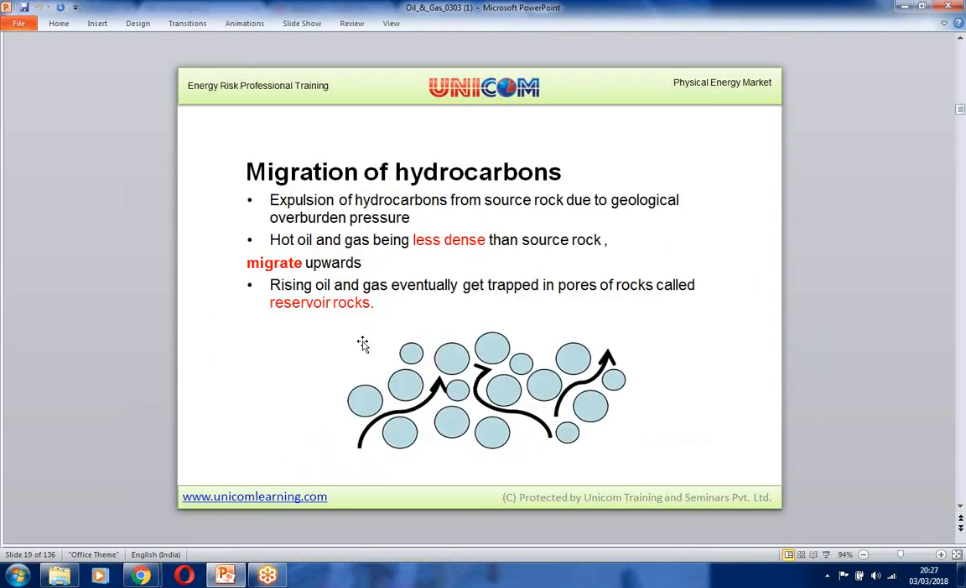Okay, so now we see hydrocarbons are accumulated in different places here. In between the grains in the source rock, the hydrocarbons accumulate and they get expelled from these grains. This expulsion of hydrocarbons from the source rock is due to geological and overburden pressure, and being less dense than water, they rise to the top and move upwards. This rising oil and gas eventually gets trapped in pores of rocks called reservoir rocks.